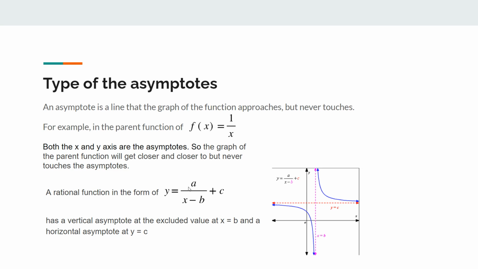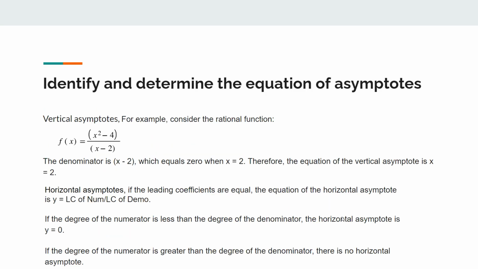And for a rational function in the form of y equals a over x minus b plus c, the vertical asymptote is x equals b, and a horizontal asymptote at y equals c. Determine the equation of asymptotes. So for example, x squared minus 4 over x minus 2. The denominator is x minus 2, which equals 0 when x equals 2. Therefore, the equation of the vertical asymptote is x equals 2.